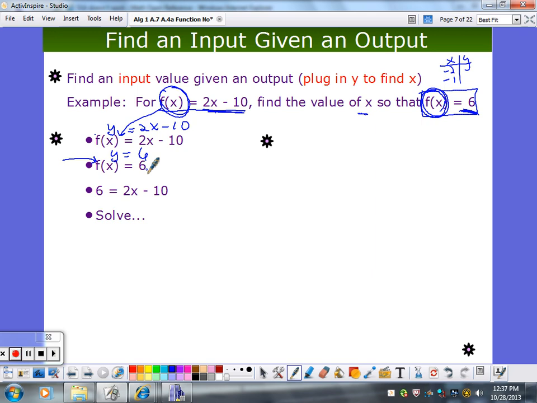Where would the 6 go? By the y. You would say this, right? Wouldn't you? So what's different? I'm just using f of x instead of y. So I'm going to replace the 6 goes here where the f of x was.